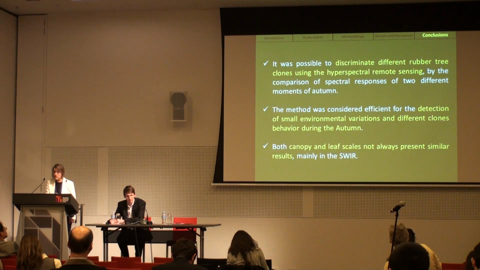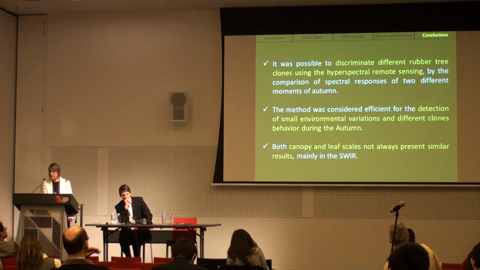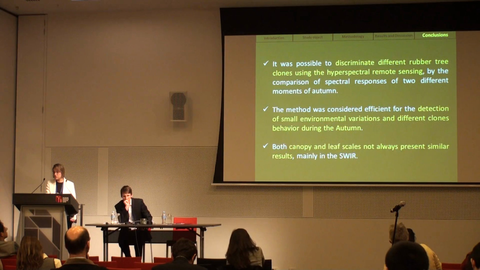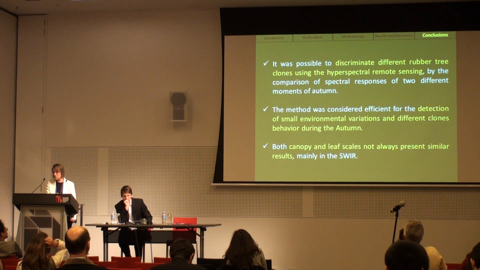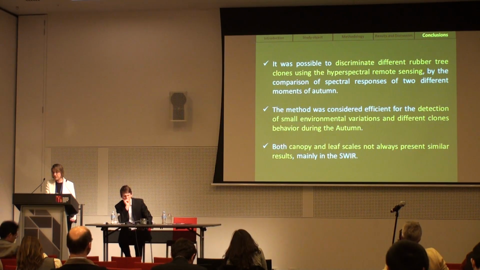The conclusions: it was possible to discriminate different rubber tree clones using the hyperspectral remote sensing by the comparison of spectral response of two different moments of autumn. The method was considered efficient for the detection of small environment variations and different clones' behavior during the autumn. Both canopy and leaf scale not always present similar results, mainly in the swing.